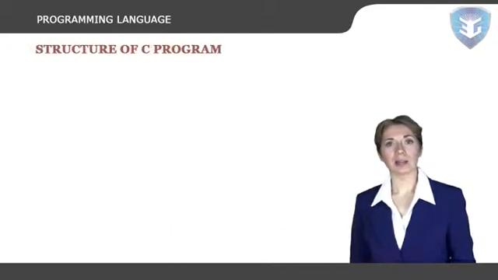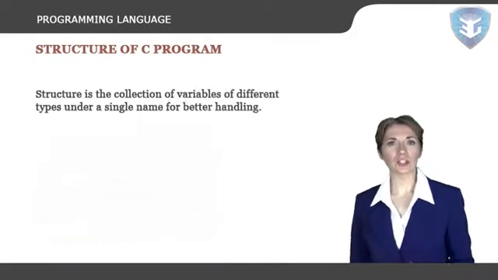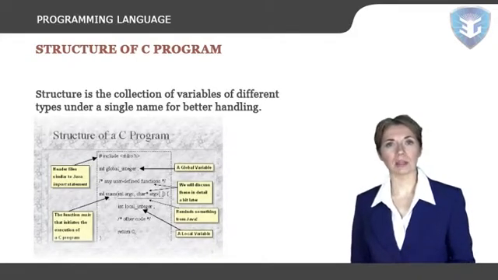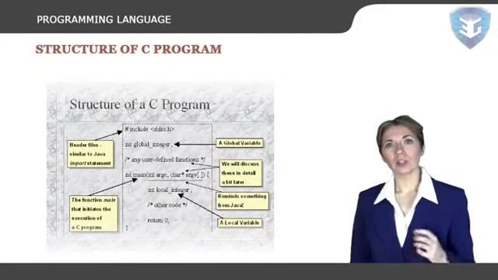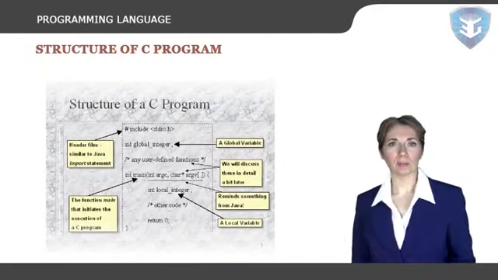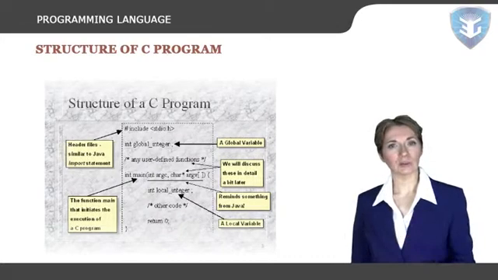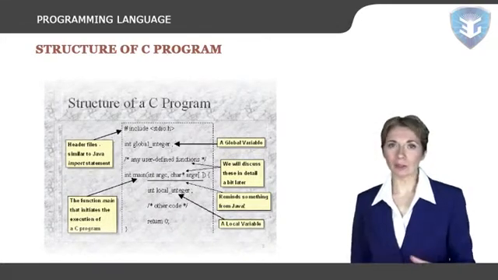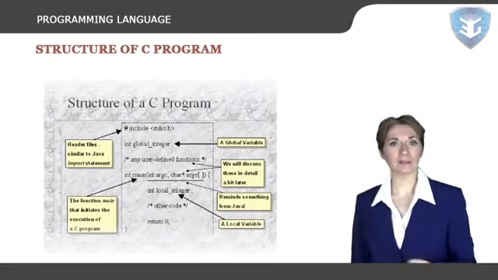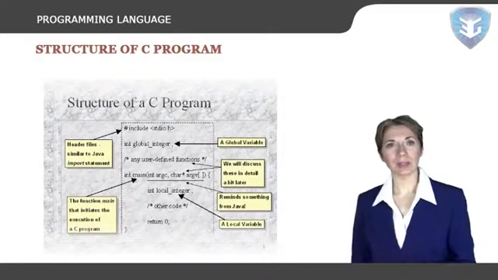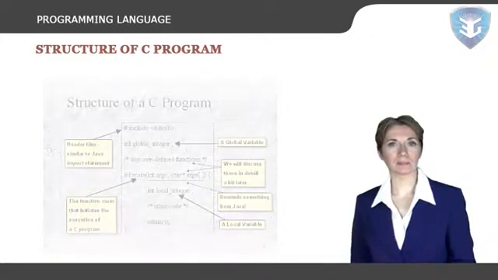Now we will talk about the structure of C program. Structure is the collection of variables of different types under a single name for better handling. For example, you want to store the information about a person: his or her name, citizenship, number, and salary. You can create this information separately, but a better approach would be a collection of this information under a single name, because all of this information is related to one person.